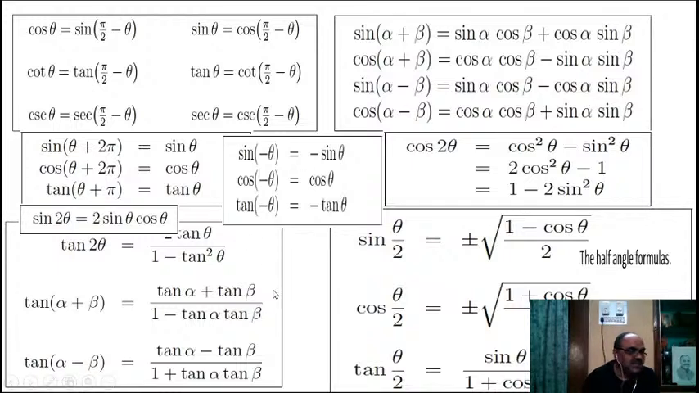Coming into the tan, addition of two values, tan of alpha plus beta is tan alpha plus tan beta by 1 minus tan alpha tan beta. See here, you need to remember, if we are adding two elements, they are added in the top and in the bottom it is subtracted. Tan of alpha minus beta is tan alpha minus tan beta by 1 plus tan alpha tan beta. This is the addition concept of angles.